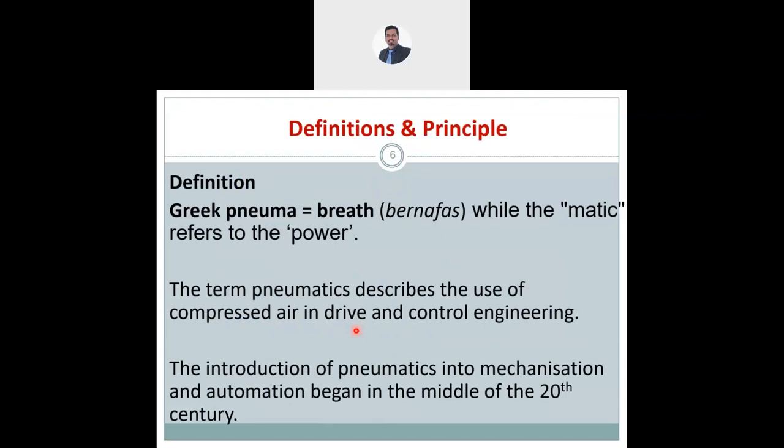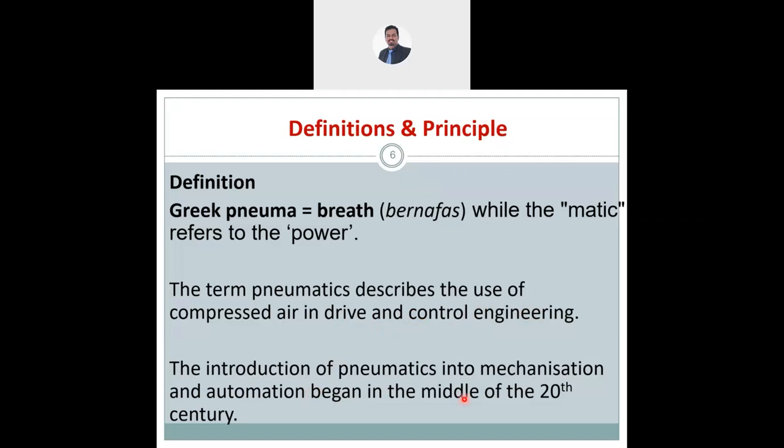Okay, so the definition and principle used in pneumatic and hydraulic. The word pneumatic can be broken into two. Pneuma means breath or to breathe, in the Greek language. Breath usually involves gas or oxygen. While matic in Greek means power, energy. So the term pneumatic describes the use of compressed air in drive and control engines. We use compressed air to power the systems.